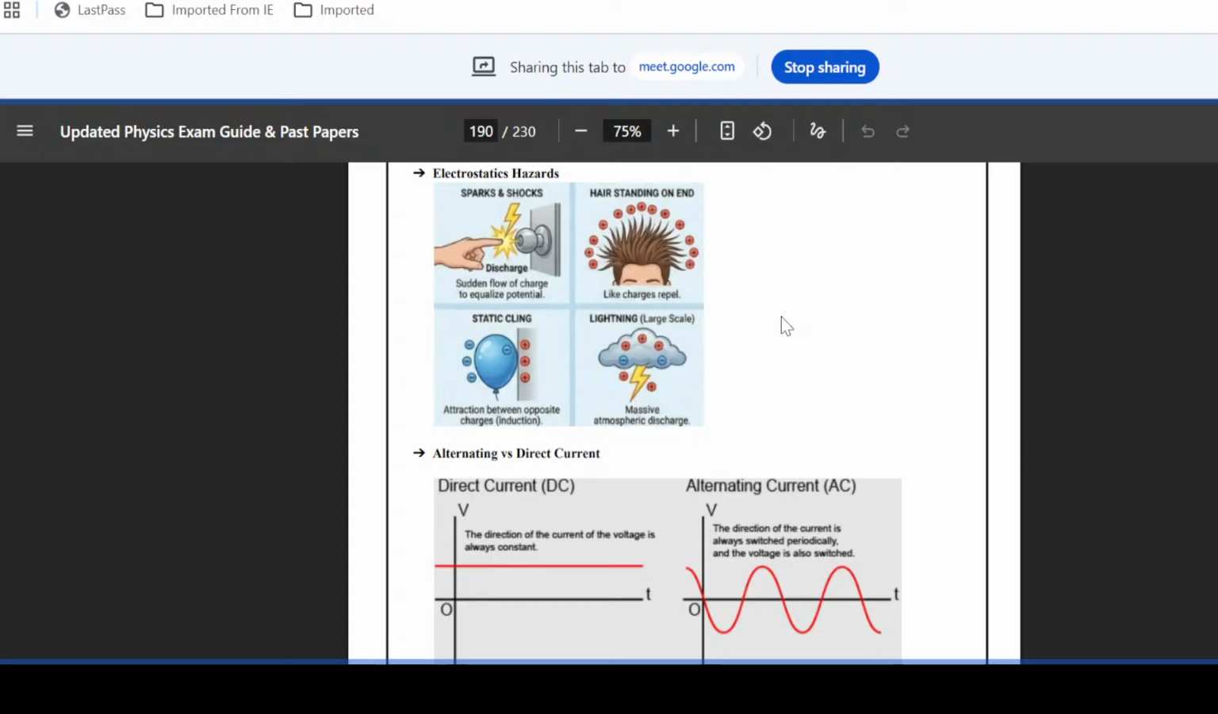Alright, so let's zoom in a little bit and look at some questions. Alright, so the first one is to define the term electric field.